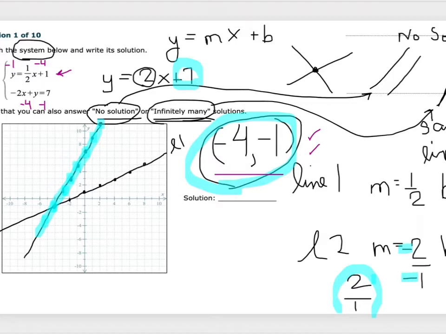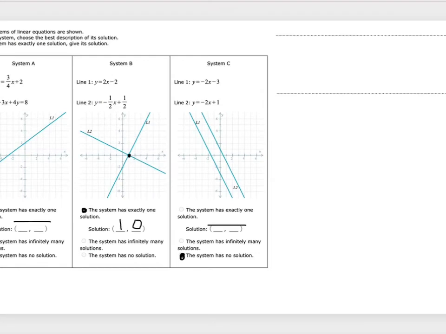Okay, so let's go to the next one. Now on this one, let's see if I can make this any bigger at all. Well, I did put the answers in there, so hopefully that'll work.